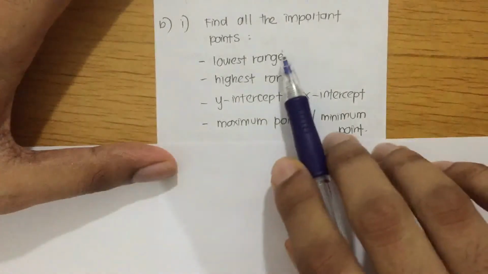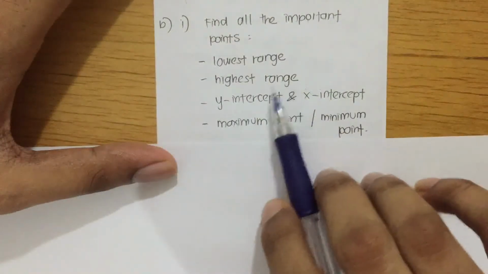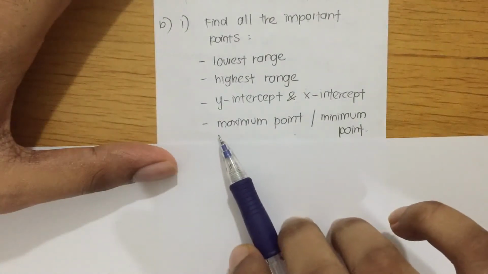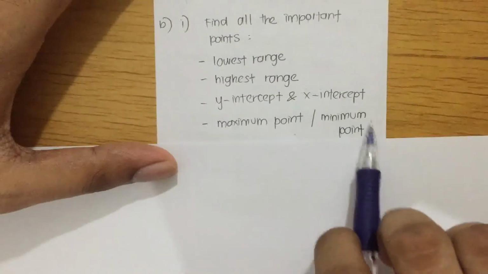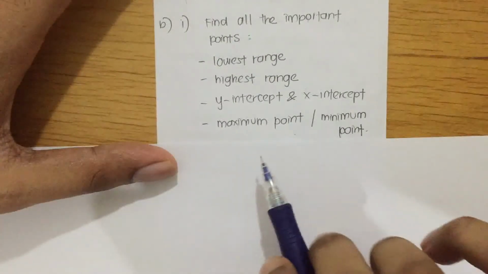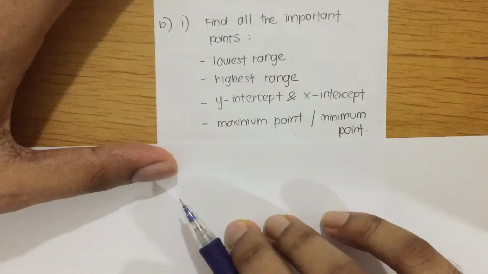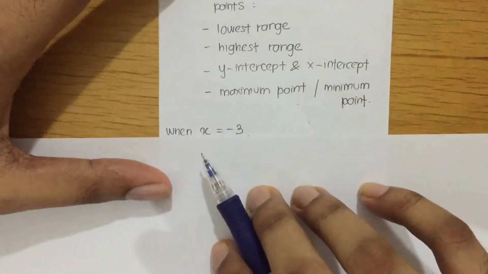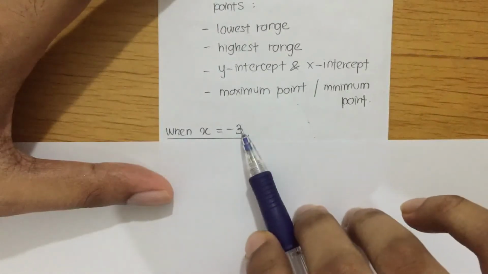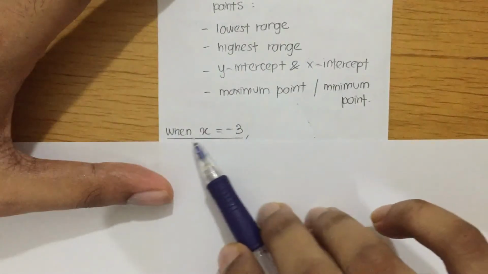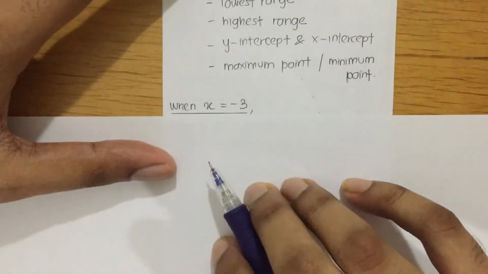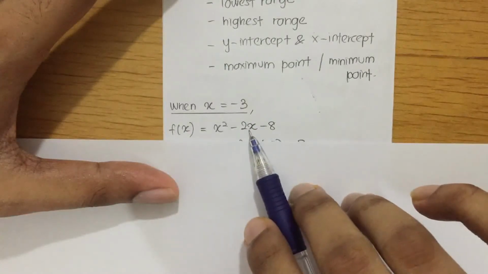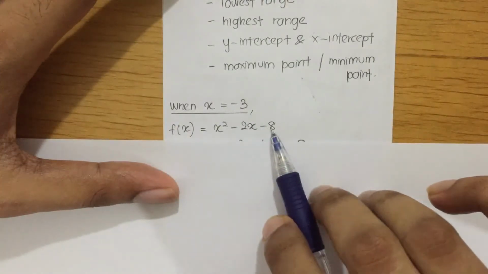We need to find the lowest range, highest range value, and then y-intercept and x-intercept, and at last we need to find the maximum point or minimum point depending on the question. In this case we are finding the minimum point. Let us start to find the lowest range value. So when x is equal to negative 3, this is your lowest domain. When x equals negative 3, this is your f(x), where f(x) is equal to x square minus 2, originally negative 2px minus 8.